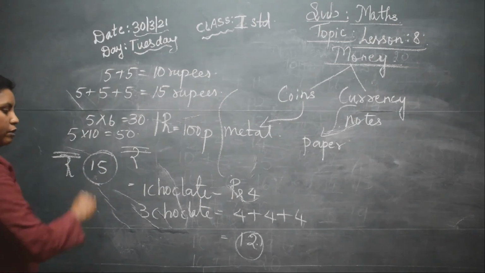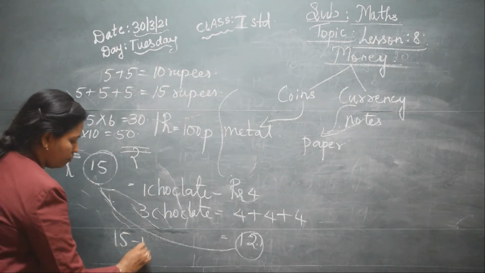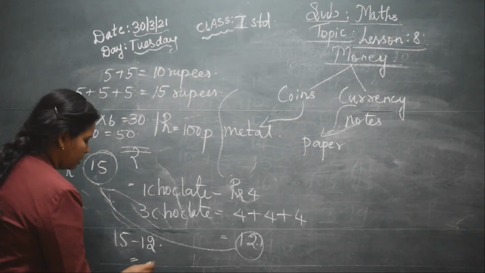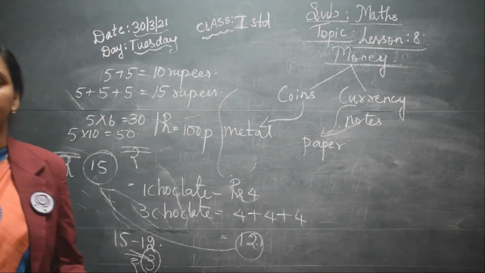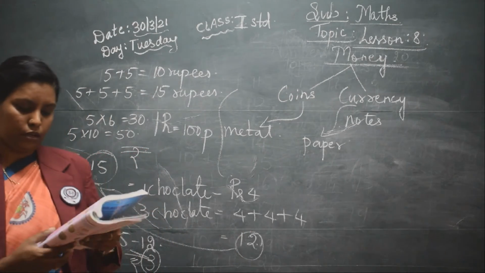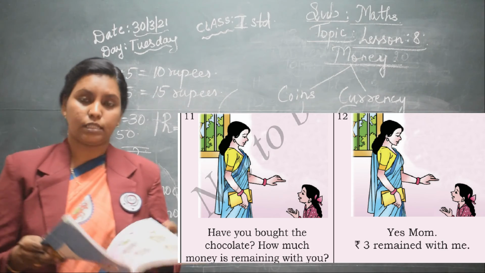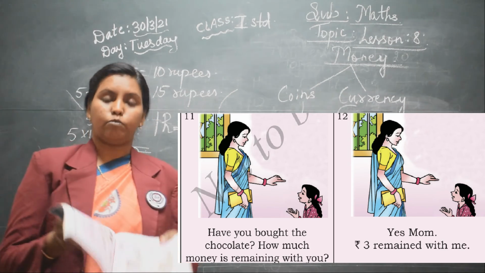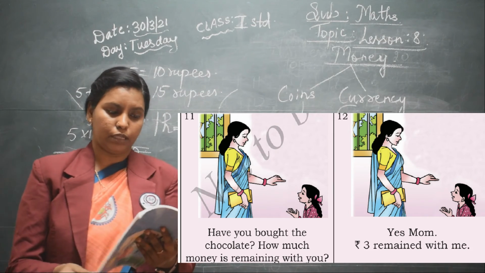So her mother has given 15 and she has bought it for 12. So 15 minus 12. Okay. The remaining is rupees 3. That is what she got as the remaining amount. Okay. Have you brought the chocolate? How much money is remaining with you? The mother asked. Then the daughter says, yes mom, rupees 3 is remaining with me out of 15 rupees.